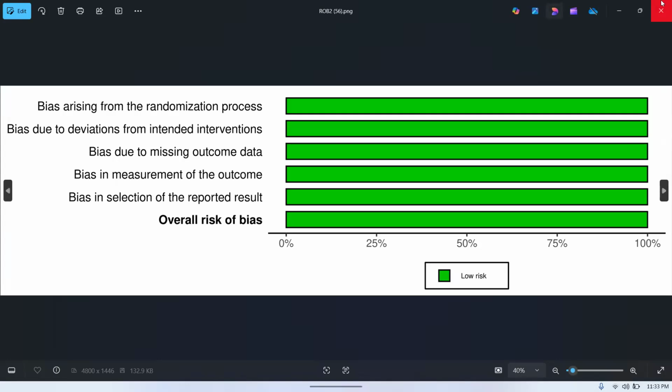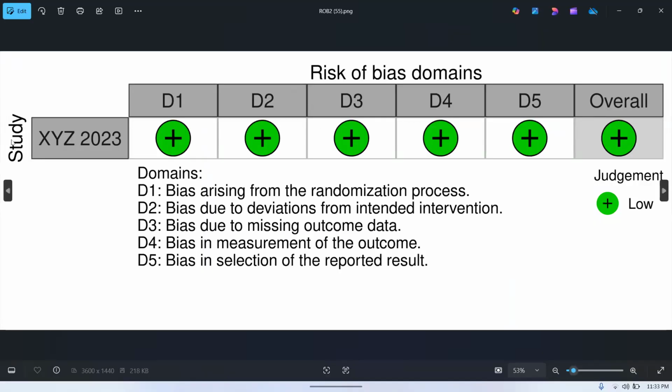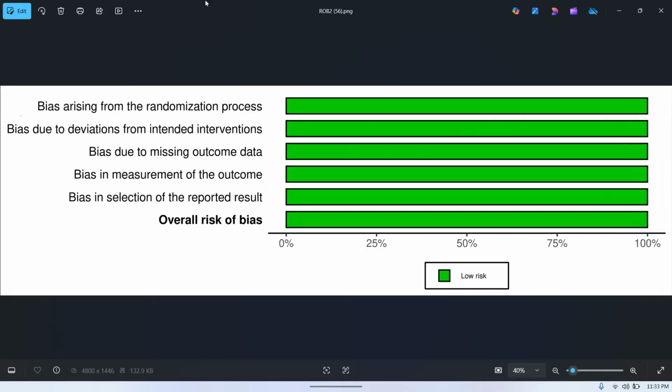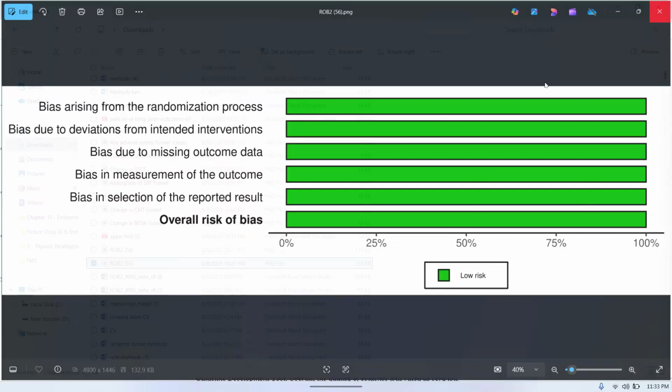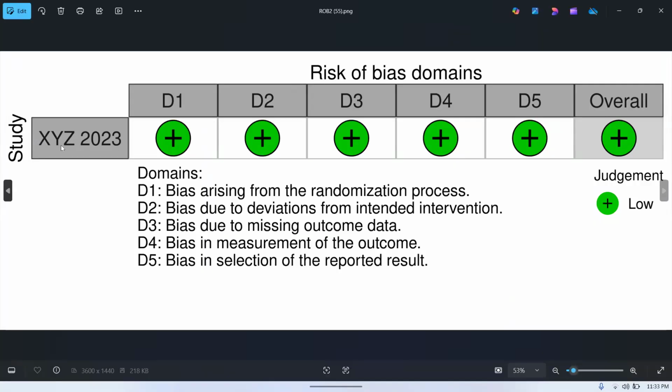This is the summary plot. From the summary plot we can't write anything. This is the traffic light plot, the main plot we would have to write from. Let's say XYZ 2023 is my study.